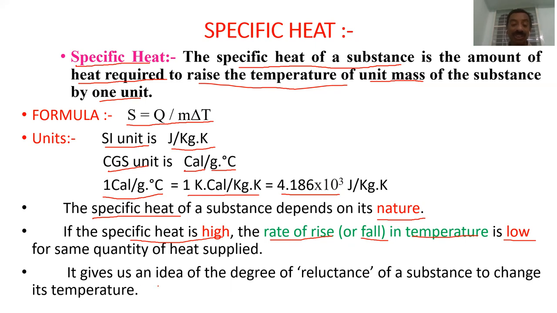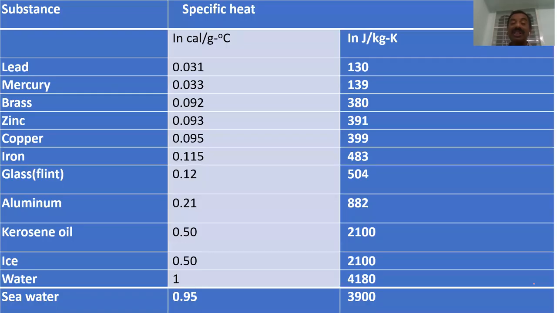So what does the specific heat give us? It gives us an idea of the degree of reluctance of a substance to change its temperature. Next, in the table some substances are given along with their specific heat values in different units. First one is lead. Its specific heat in Celsius units is 0.031 and in SI units is 130 joule per kilogram Kelvin.